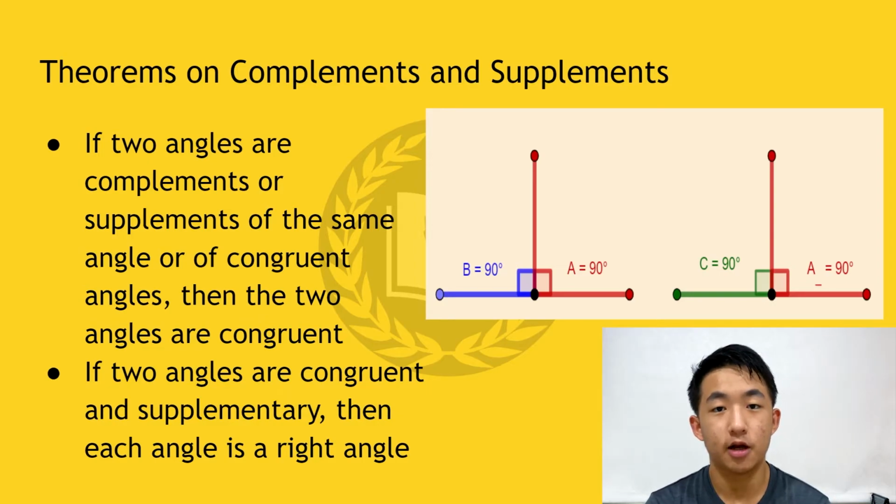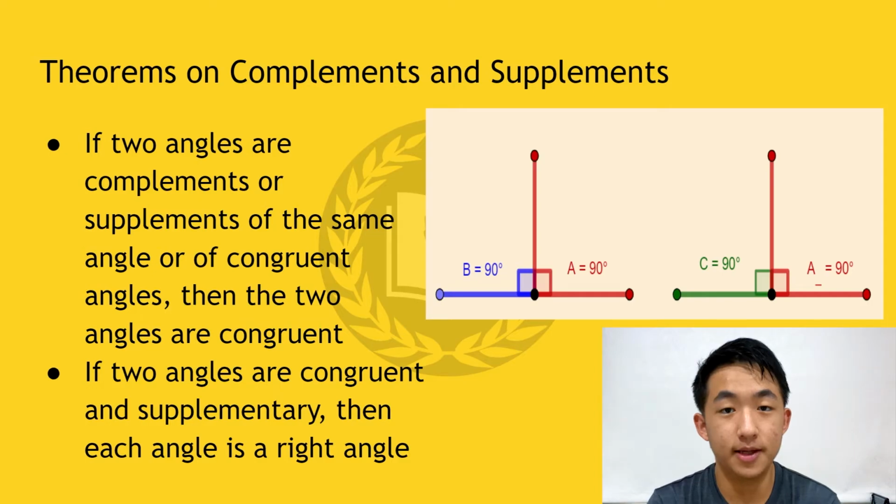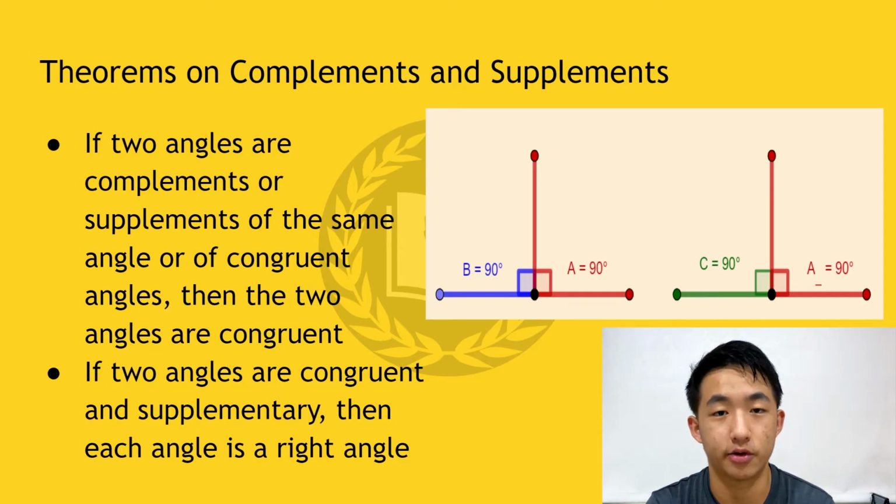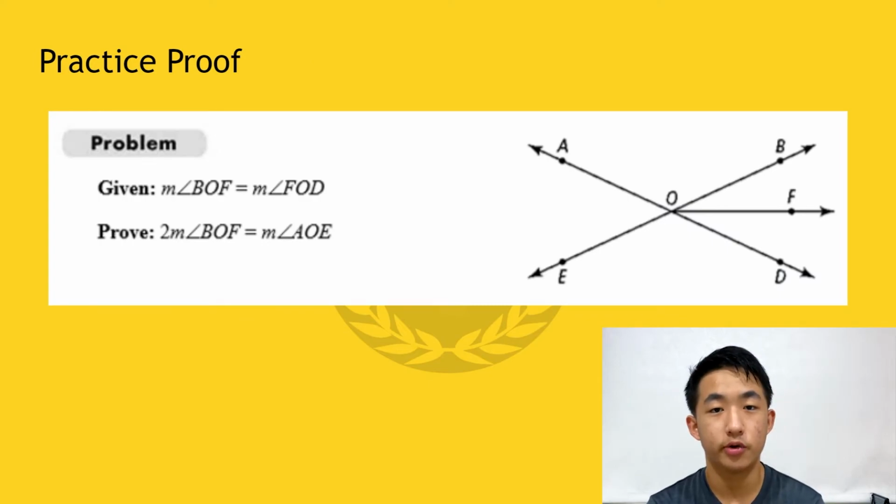These examples can all be seen on the example on the right. Furthermore, angles A, B, and C are right angles because they are supplements of each other and they are congruent. Okay, let's move on to a practice proof.